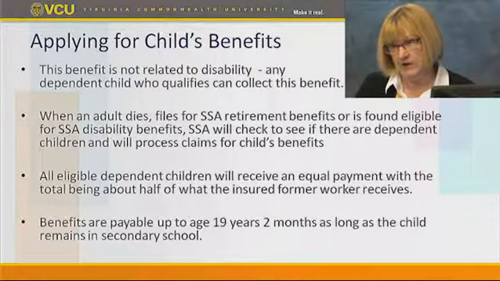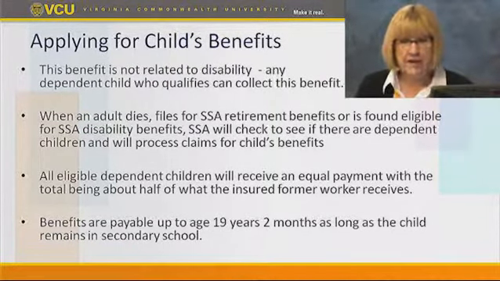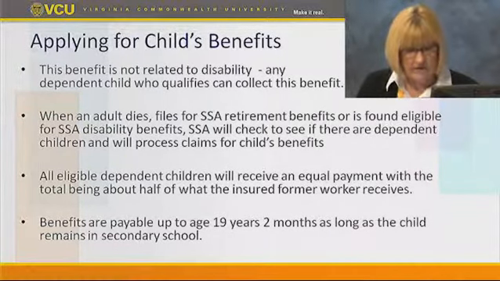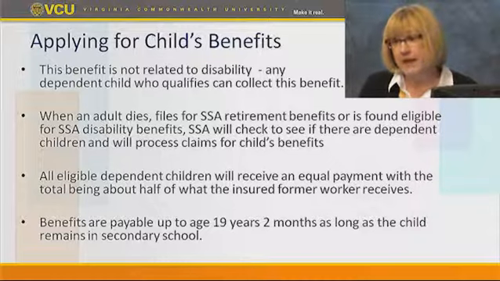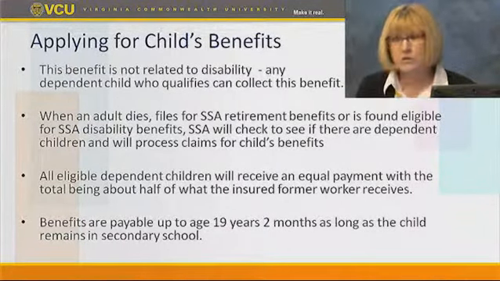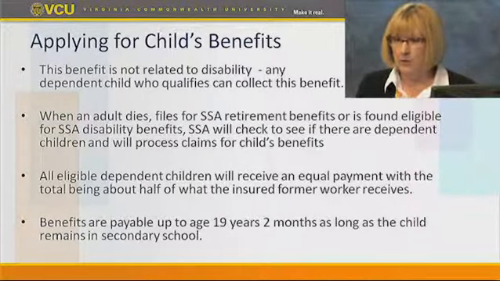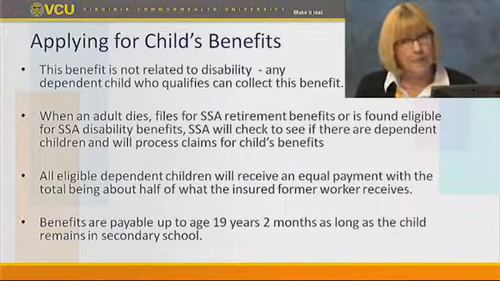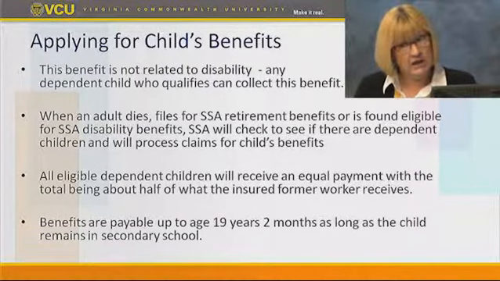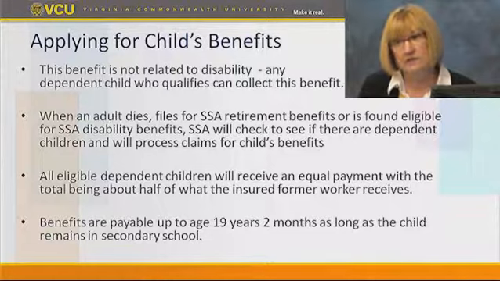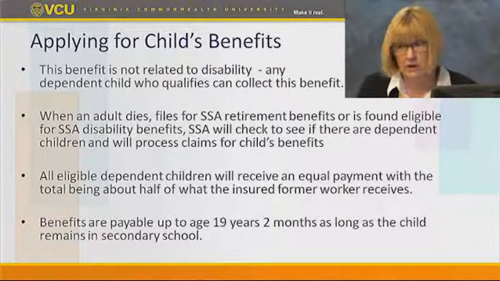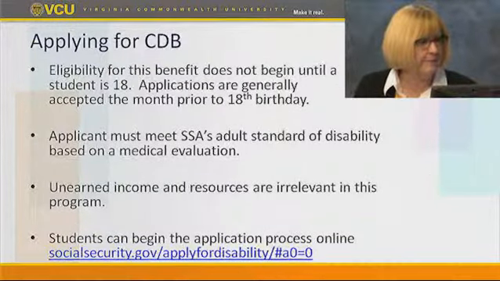It is split evenly. And remember, that benefit is payable to a maximum age of 19 years and 2 months as long as that child remains in secondary school. Not college, not tech school, secondary school. Okay, now if you turn 18 and you drop out of school, your benefits are going to stop. It's up to the age of 18 or 19 years and 2 months as long as you remain in school. This is a dropout prevention incentive. It really is. So make sure that you're talking to families about that.